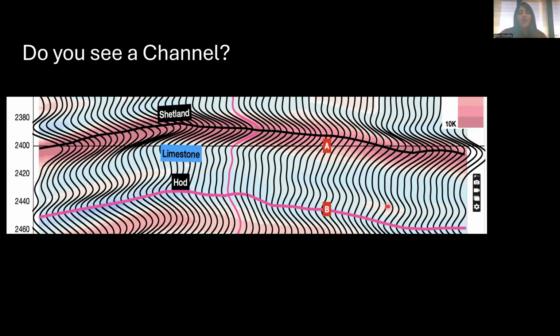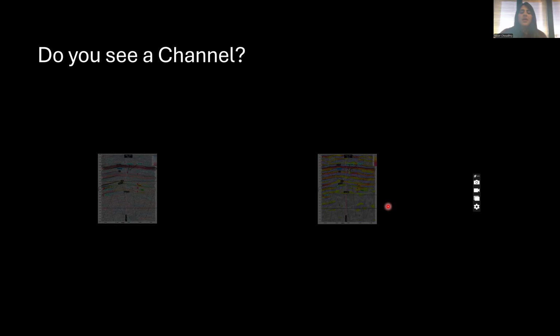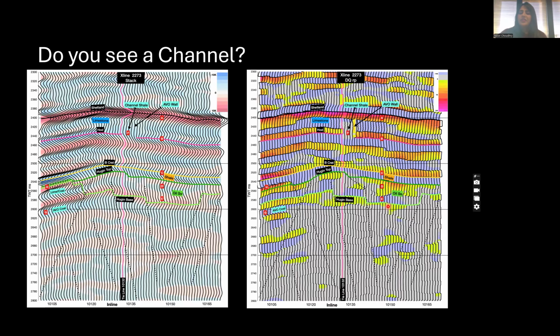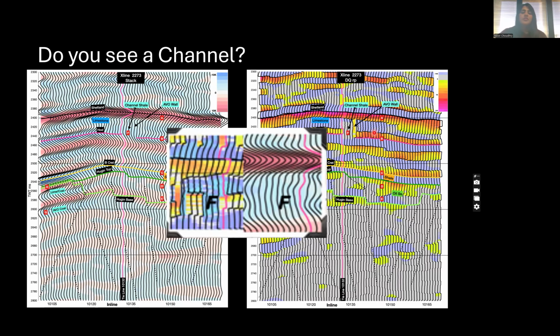Where is it? I don't know. Maybe you do, but you'll have to focus. But if I show you the theta px attribute, it just pops up right there. So there's your channel, and your amplitude stops right before your channel edge. And if I give you a zoom version, this is your theta px. This is your seismic amplitude.